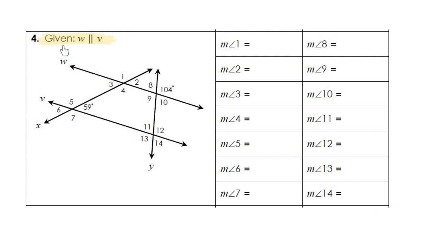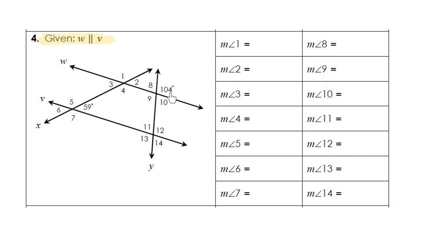So given that W is parallel to V, so line W right here is parallel to line V. So that means I am looking at two different sets of transversals. This is a transversal. This is a transversal, okay? These are my parallel lines. So now, knowing that, let's look at the information we have.